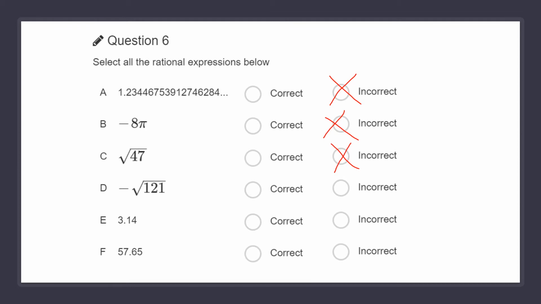Negative square root of 121. The square root of 121 is 11 because 11 times 11 is 121. So that makes this negative 11, which is indeed a rational number. 3.14, as it sits, is a terminating decimal, so that is rational. 57.65, again, a terminating decimal, so that is also rational.